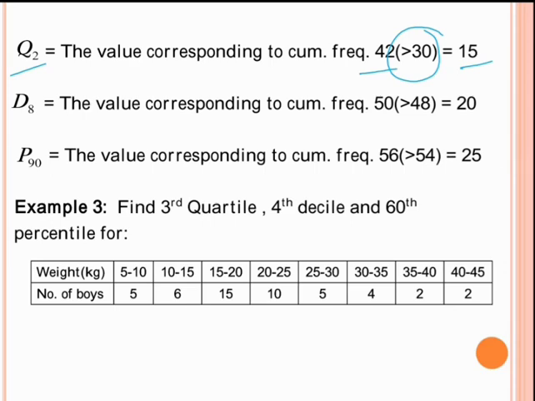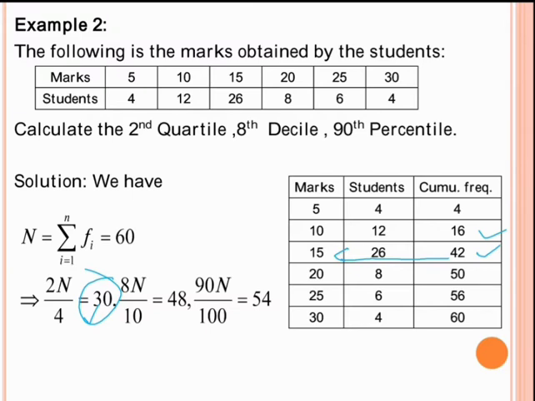Now next you have to find D8, the value corresponding to cumulative frequency 50, which is greater than 48, that is 20. Now let us see in the table once again. See, next is 48. So where 48 comes, the value greater than 48 over here is 50, right? And the corresponding xi value is what? 20. So this is our value for the 8th decile.